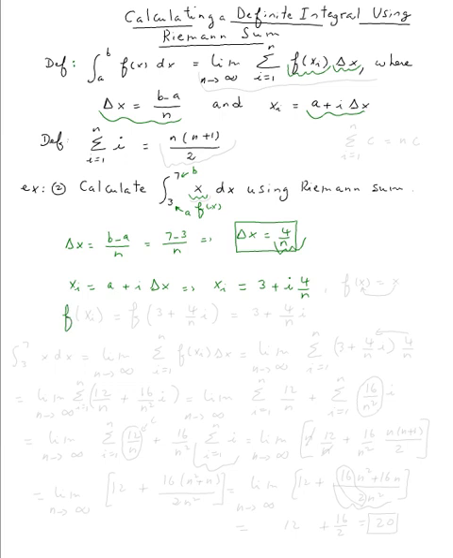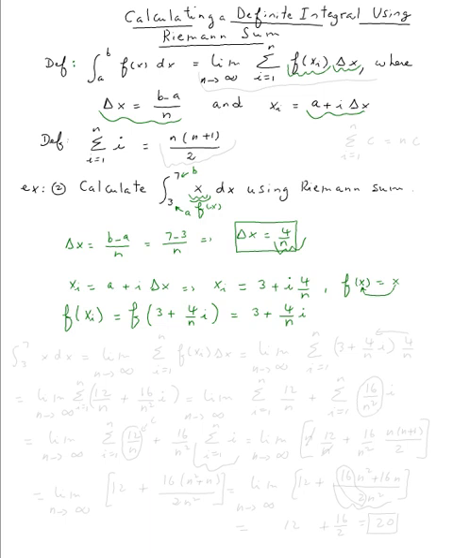Now I need to find f of x sub i, what does it mean? First of all, we need to know what is f of x. F of x is right here. F of x is equal to x. F of any input is just itself, that input. So x, whatever your input is, that would be your output. So f of xi means f of 3 plus 4 over n times i, which is equal to 3 plus 4 over n times i. Alright, that's f of xi.